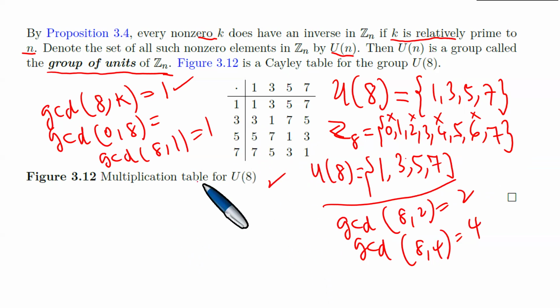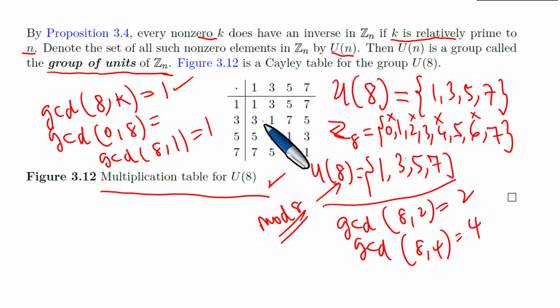Now, this is the Cayley table, the multiplication table for U8, which is 1, 3, 5, 7, then 1, 3, 5, 7. Then you multiply. 1 by 1 is 1. 1 by 3 is 3. 1 by 5, 1 by 7. 3 by 1 is 3. 3 by 3: this U8 still has to do with modulo 8. So 3 by 3 is 9, in modulo 8 is 1. 3 by 5 is 15, in modulo 8 is 7. 3 by 7 is 21, in modulo 8 is 5. And so on and so forth.